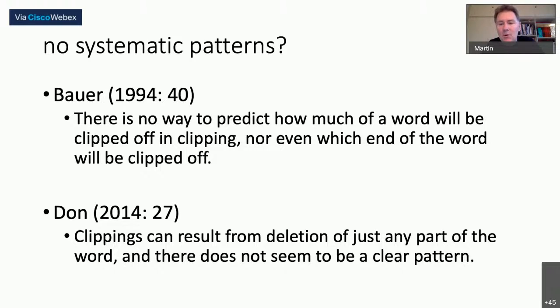For example, Laurie Bauer states that there is no way to predict how much of a word will be clipped off in clipping, nor even which end of the word will be clipped off. So fairly pessimistic. And Jan Don, in a more recent textbook on English morphology, states that clippings can result from deletion of just any part of the word, and there doesn't seem to be a clear pattern.